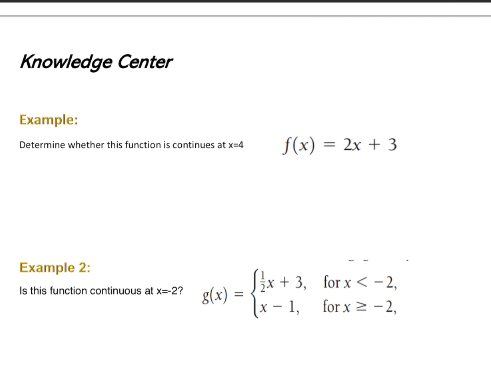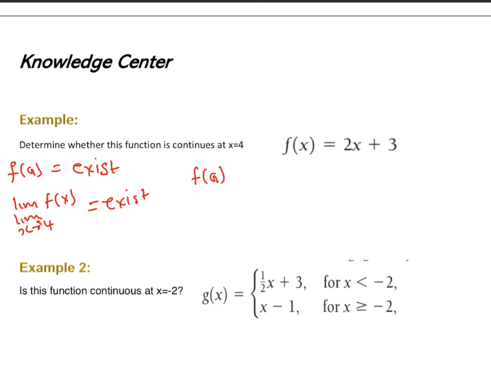In doing that, you need to state your conditions somewhere. For a function to be continuous, f of a should exist. The limit of the function f of x as x approaches that particular number, in this case 4, must also exist. And finally, you need to check whether f of a is equal to the limit of f of x.